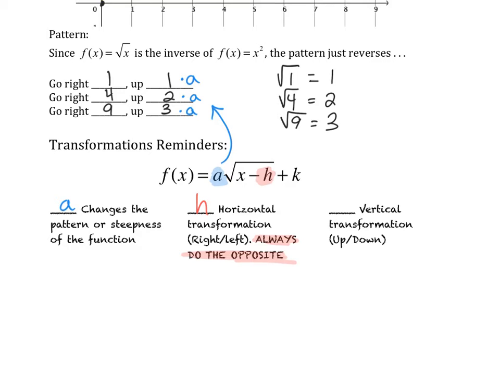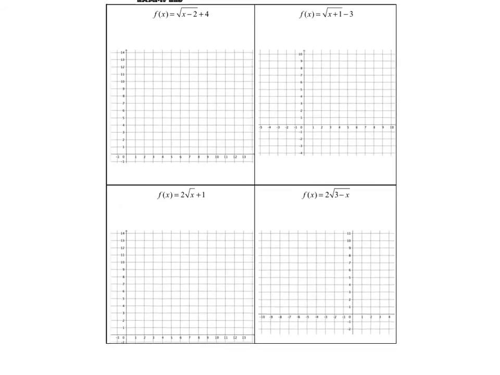And then the last one I want to remind you about is the K on the outside here, and the K represents the vertical transformation. So it tells you whether you're going to go up or down. All right, so those are your reminders. Now let's look at a couple of examples.